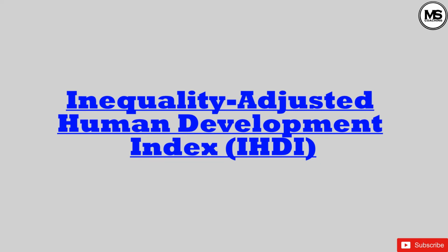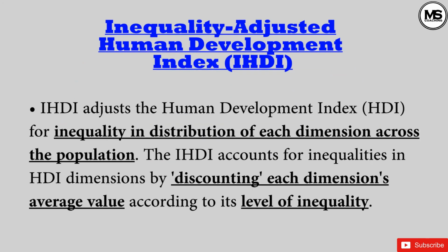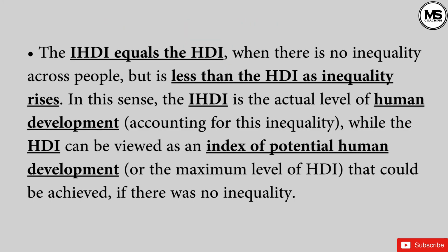Inequality Adjusted Human Development Index, IHDI. IHDI adjusts the Human Development Index, HDI, for inequality in distribution of each dimension across the population. The IHDI accounts for inequalities in HDI dimensions by discounting each dimension's average value according to its level of inequality. The IHDI equals the HDI when there is no inequality across people, but is less than the HDI as inequality rises.